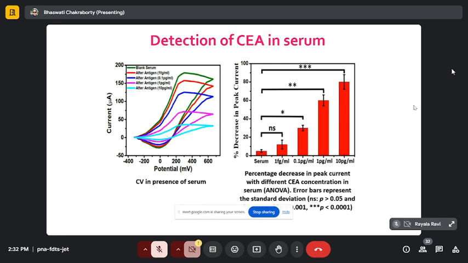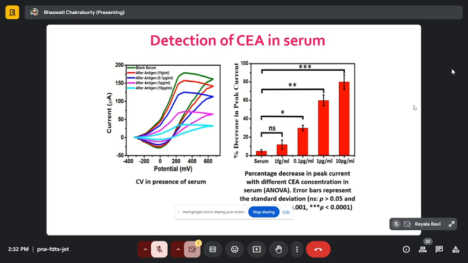What happens is that in serum there are many non-specific antigen antibody molecules as well as interferent molecules. Due to their presence, there is a lot of noise because the double layer capacitance is enhanced and the Faradaic to capacitive current ratio is decreasing. For this reason there is so much noise generated, so the curve looks somewhat degraded.